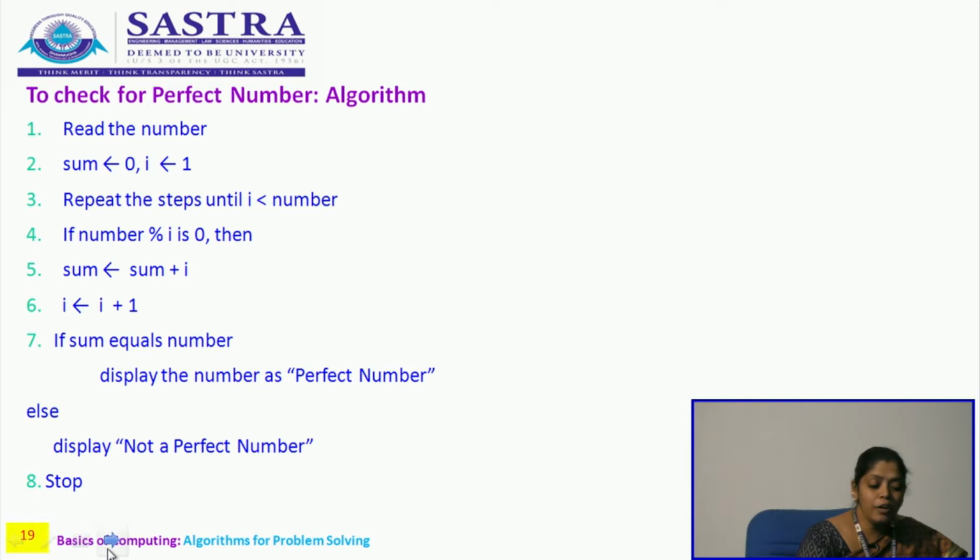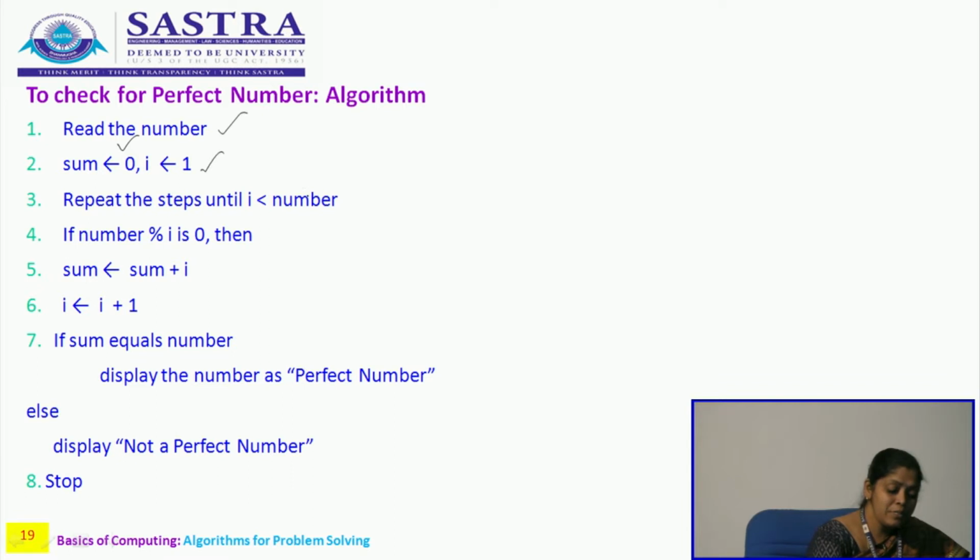So here is the algorithm for checking whether a given input is a perfect number or not. After reading the number, you have to initialize the sum as 0, because we will be adding all the divisors together and comparing that sum with the original number. So we store the sum as 0, and I is initialized as 1 because the divisors are to be found from 1 to n minus 1, because we should not include the n value.